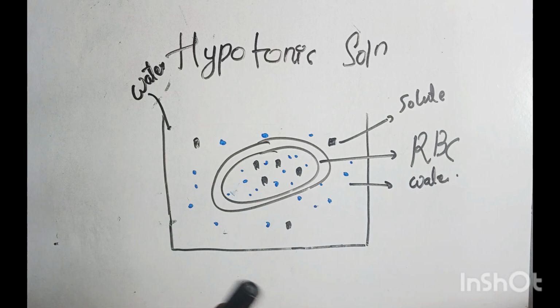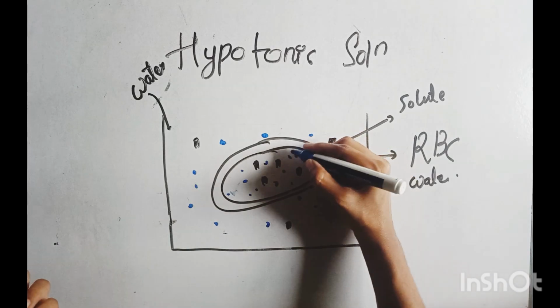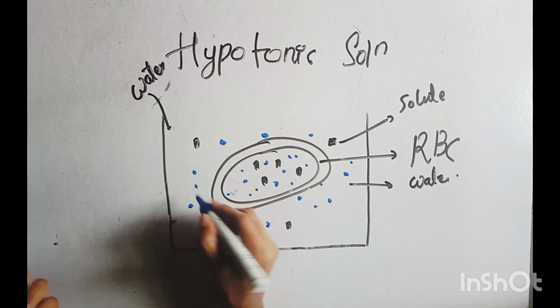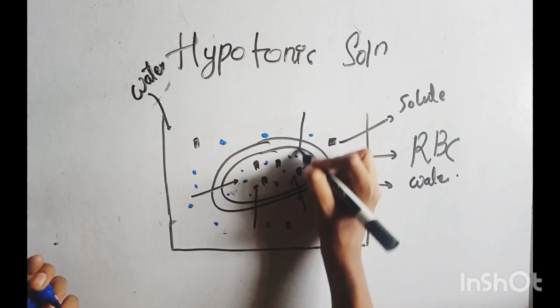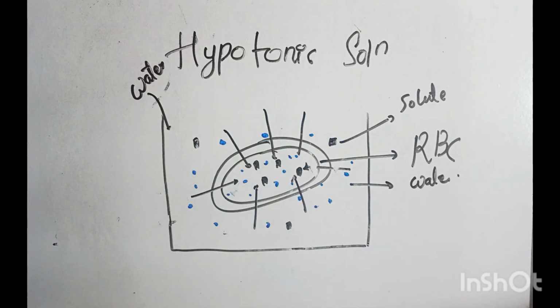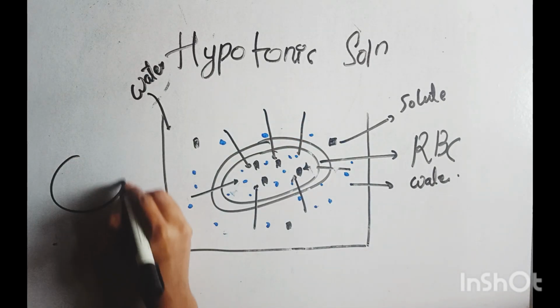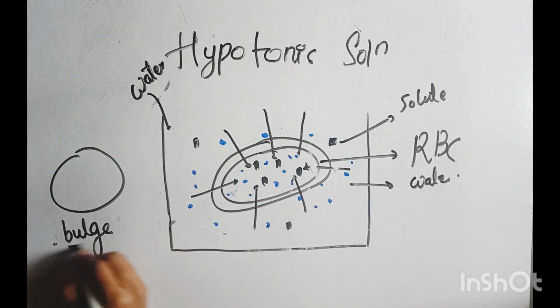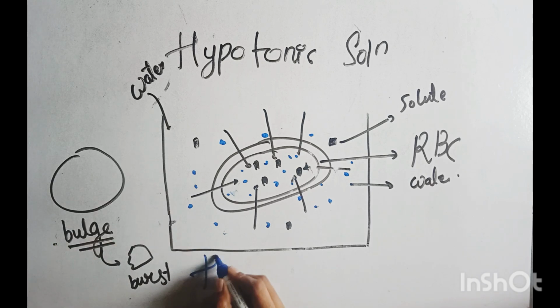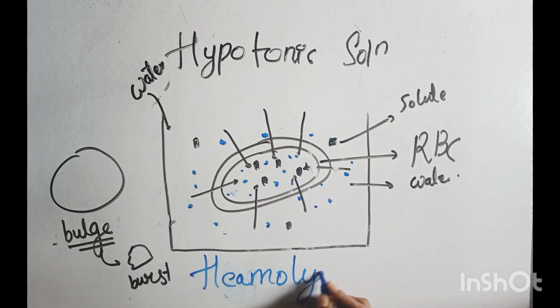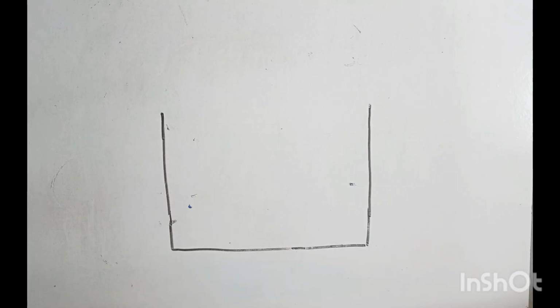So the water moves from high water concentration to low water concentration, or from lower solute concentration to higher solute concentration. The water moves from the solution into the cytosol, and then the water enters the cell, so the cell bulges, and when it bulges, it suddenly bursts. This process is called hemolysis. Lysis means breakdown and hemo means blood, so the breakdown of the blood.